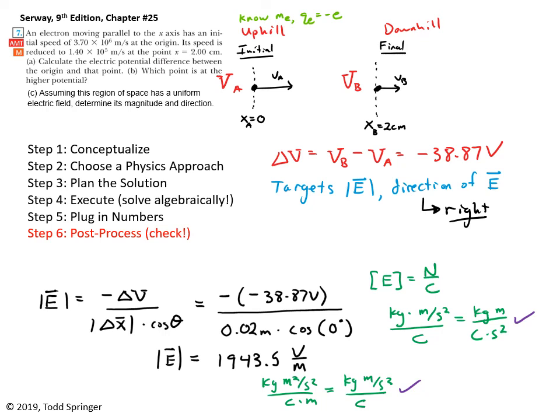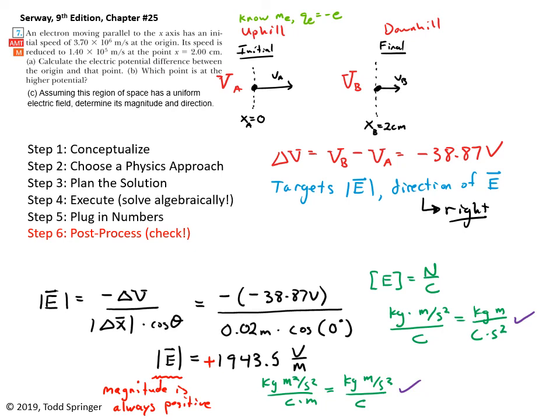The other thing you can do is check the sign. Notice that the sign here came out positive, and that's good because this is the magnitude of a vector, right? We solved for the magnitude of the electric field. The magnitude of an electric field vector, or the magnitude of any vector, is always positive. So that's good. It came out positive, and it should be positive. So the sign looks good, the units look good, and so we can have confidence in our answer.